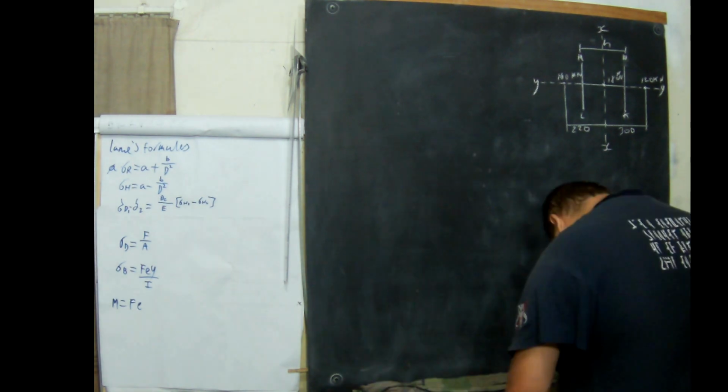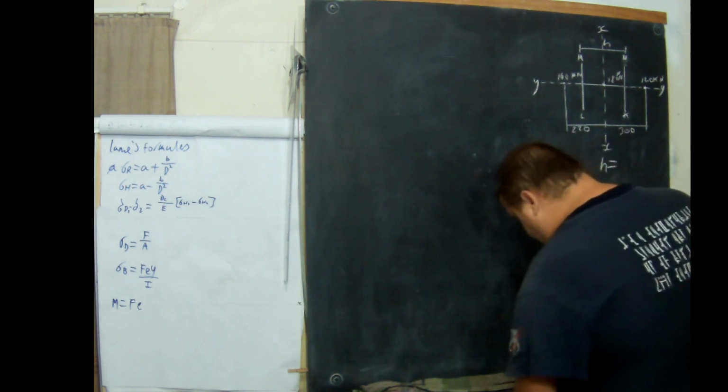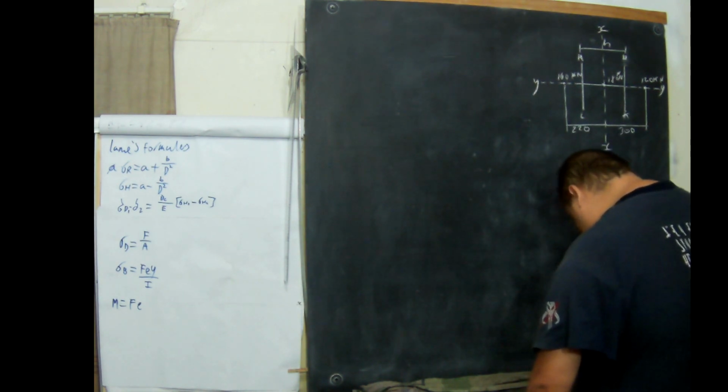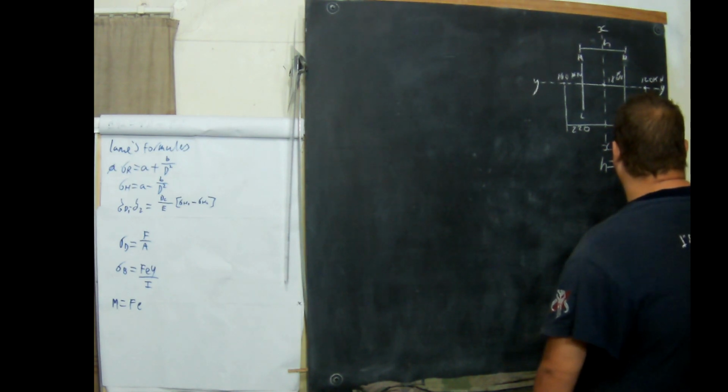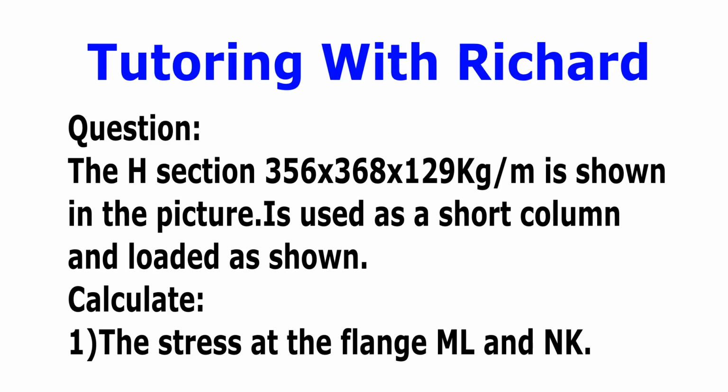First things first, we need H. H is on our table. If you look at your table, H is 355,6 millimeters. Right, so let's have a look at the question. It says an H section 356 by 368 by 129 kilograms per meter is shown in the figure. It is used as a short column and loaded as shown. Calculate the stress in the flange ML and NK.